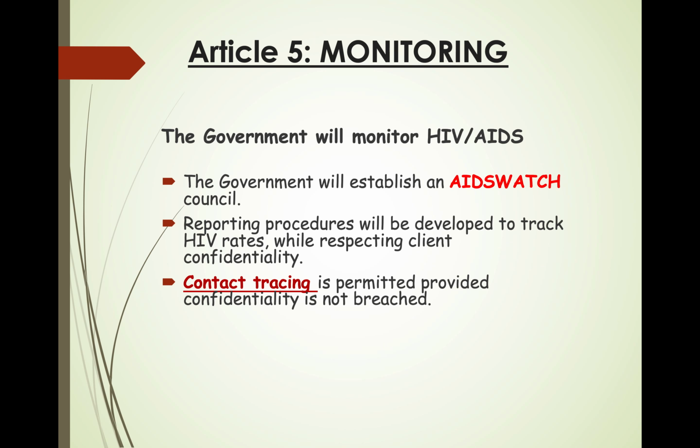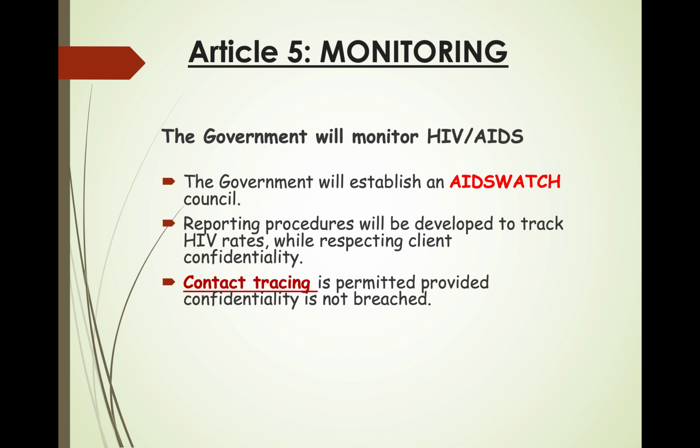So moving on, we now have your Article 5, which talks about monitoring. The government will now monitor your HIV/AIDS, whether the number of patients is growing or not. They have to monitor that. So the government will establish your AIDS Watch Council. They're also responsible for reporting procedures, which will be developed to track HIV rates while respecting client confidentiality.